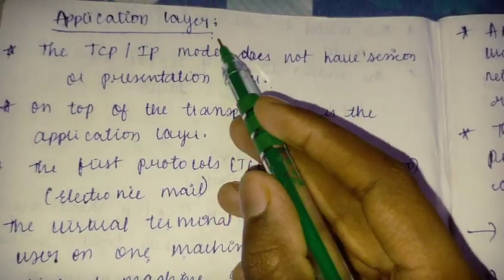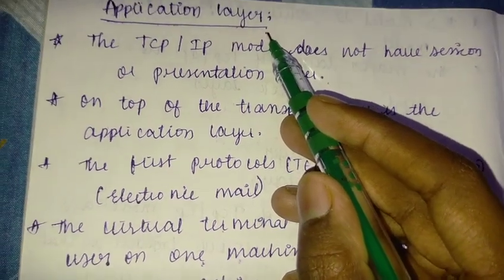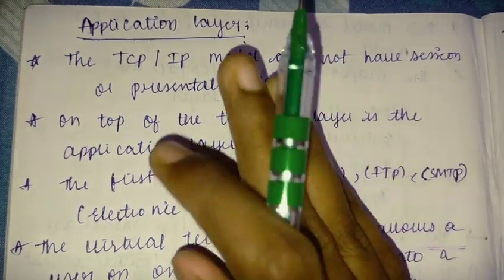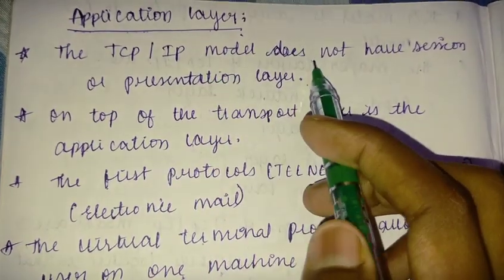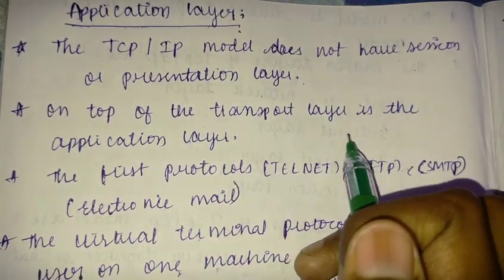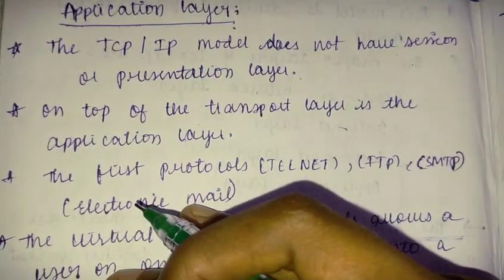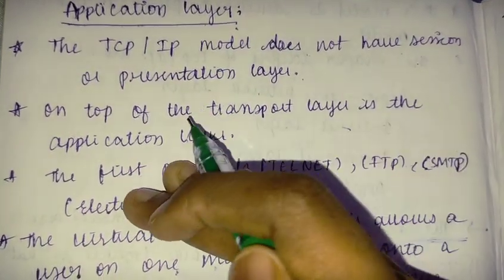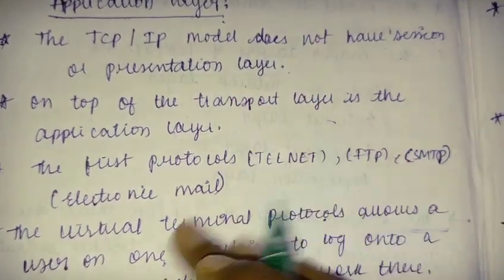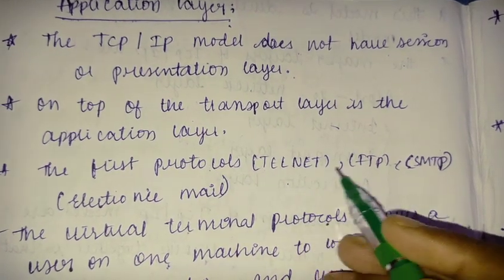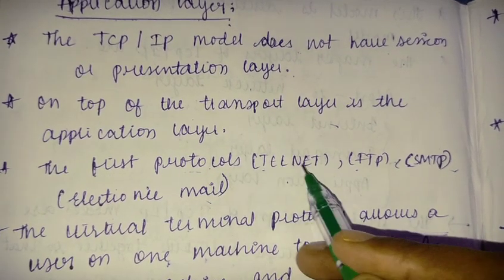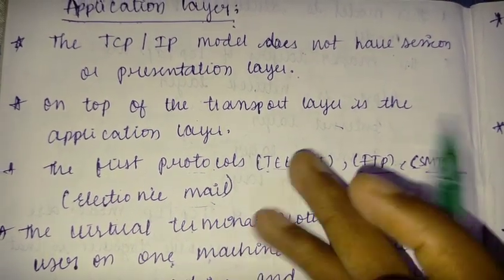Now our next one is the application layer. The TCP/IP model does not have session and presentation layers. On top of the transport layer is the application layer. So it starts with the application layer, transport layer, then internet layer. The first protocols are Telnet, FTP, SMTP, electronic mail.